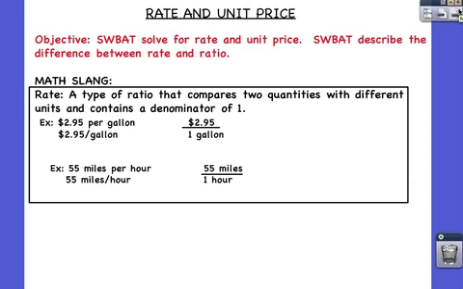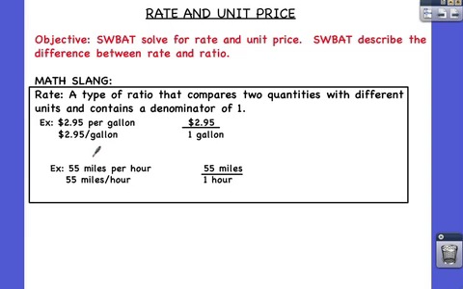Now let's talk about rate and unit price. Rate is a special type of ratio. What makes it different is that it compares two quantities that have different units, and it also contains a denominator of 1. So for example, $2.95 per gallon is considered a rate because we have two units, dollars and gallons, and our denominator is 1, $2.95 for every 1 gallon.